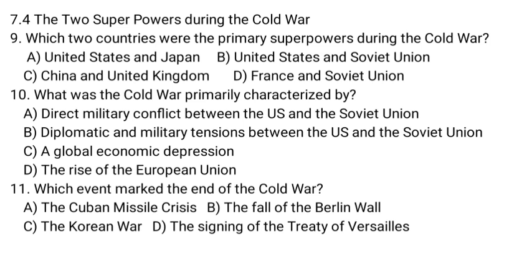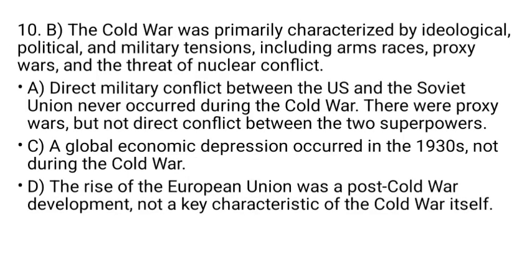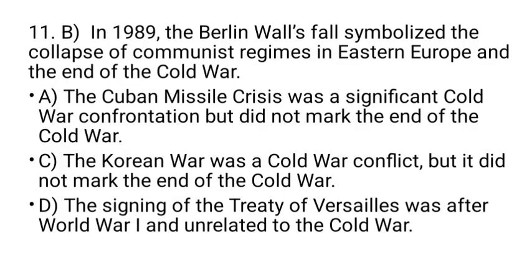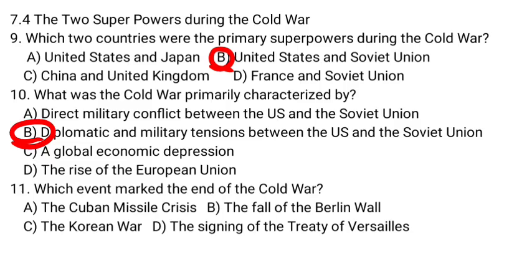The United States and the Soviet Union were the primary superpowers during the Cold War. So, B is the correct answer. The Cold War was primarily characterized by ideological, political, and military tensions. So, diplomatic and military tensions between the US and the Soviet Union are the major characteristics of the Cold War. B is the correct answer. The fall of the Berlin Wall in 1989 symbolized the collapse of communist regimes in Eastern Europe and also the end of the Cold War. Again, B is the correct answer for question number 11.